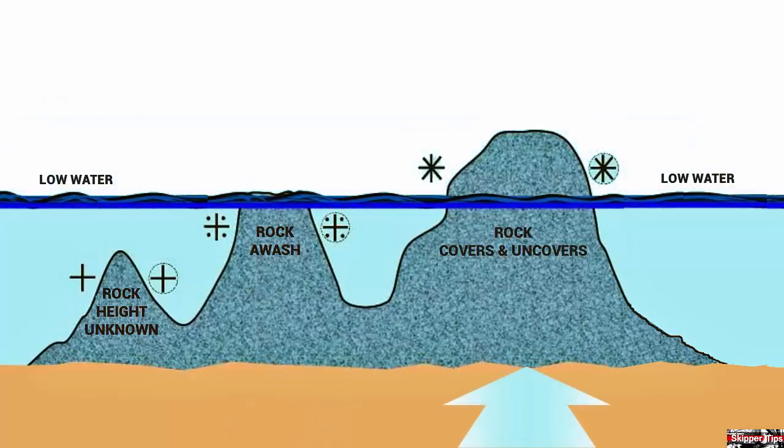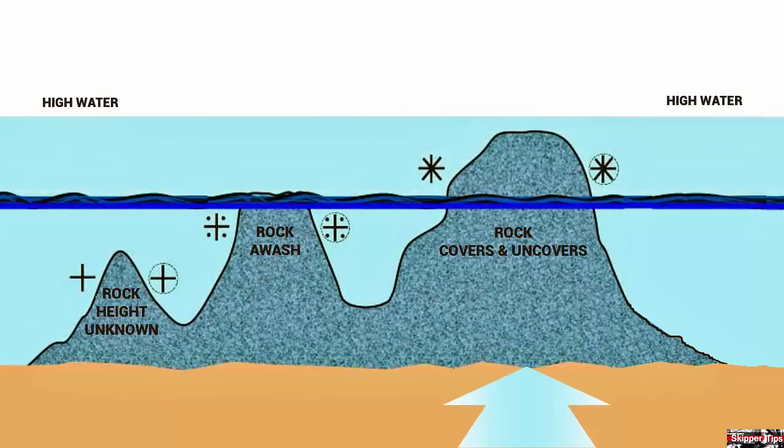An asterisk represents rocks that cover and uncover. At lower stages of the tide, these rocks poke their heads up above the surface. At higher stages of the tide, they will be covered. In all cases, keep your sailboat clear of these deadly dangers to avoid catastrophic damage.